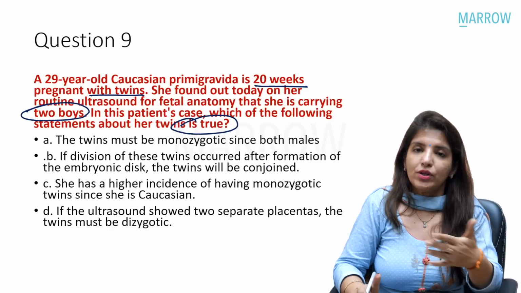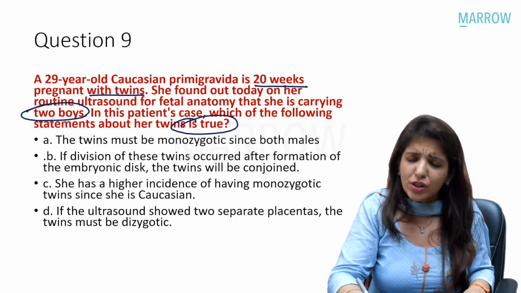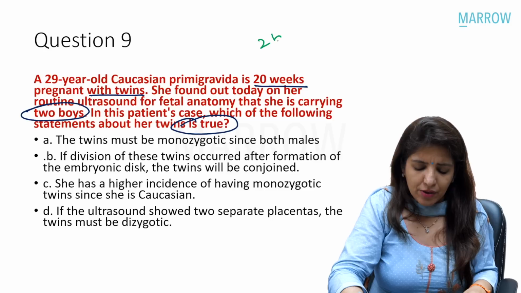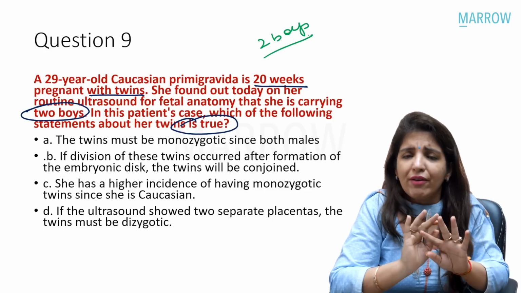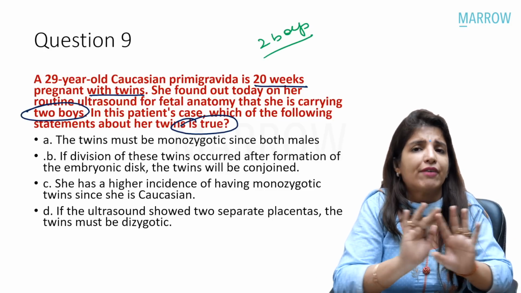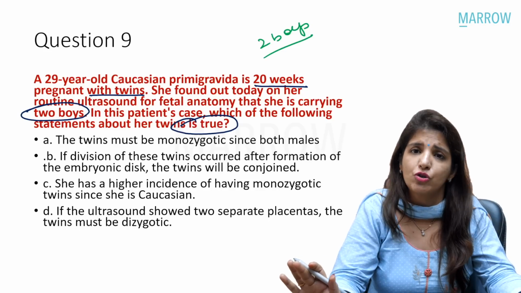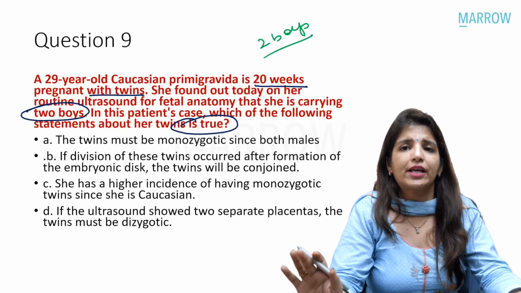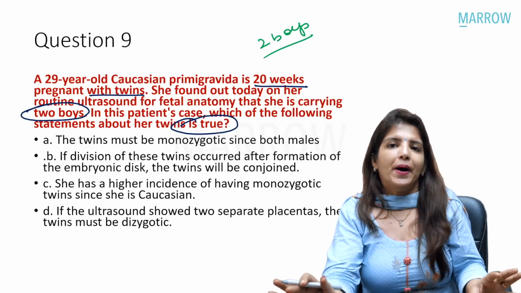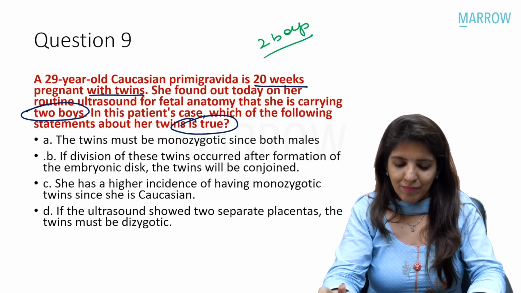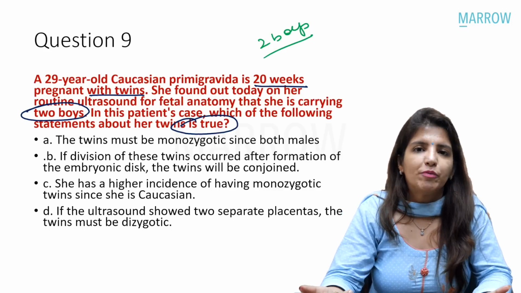So with this background, let's go back to the question. So this female has 2 boys, right? That is all they have told us. They have not commented upon chorionicity. They have not told us whether the twin peak sign is positive or not. They have just told us that there are 2 boys. So now you have to tell which statement is true.